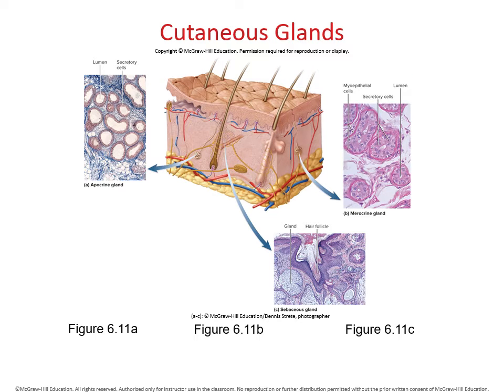All right, I also want to quickly talk about cutaneous glands. Glands are structures that are embedded within the dermis layer, and they're able to produce different types of secretions. We're going to focus on the three most common glands. We're going to take a look at the apocrine gland, the merocrine gland, and the sebaceous gland.